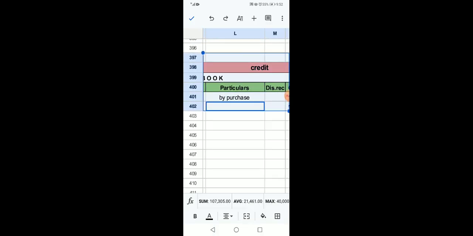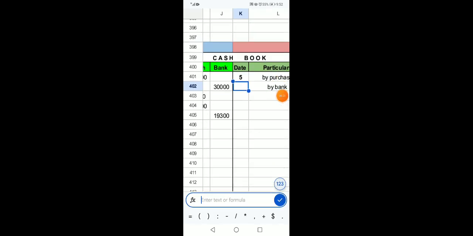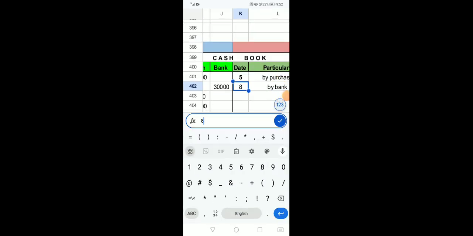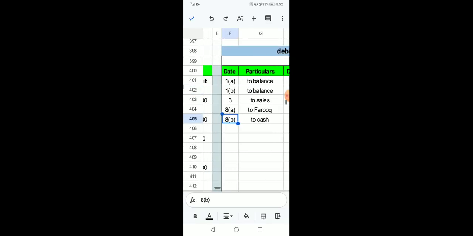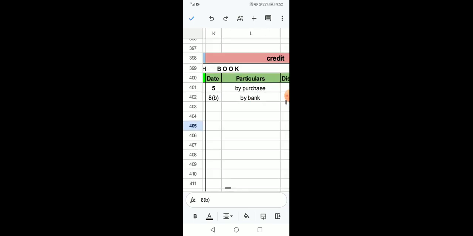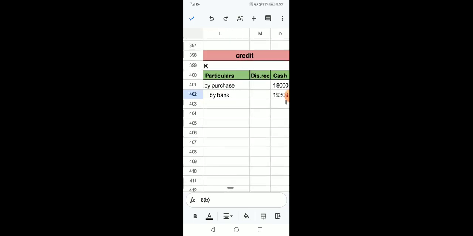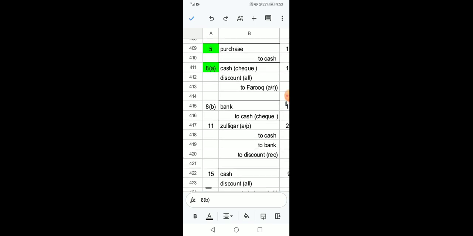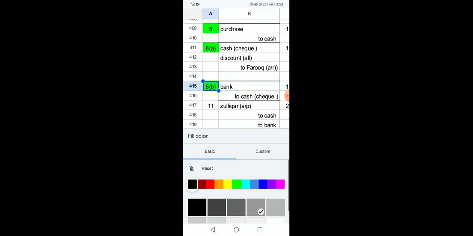So put the date 8B over here. 8B was having 2 elements. First, you have debited your bank. Second, you have credited your cash. 8B, both elements are posted, completed. Mark it as done.